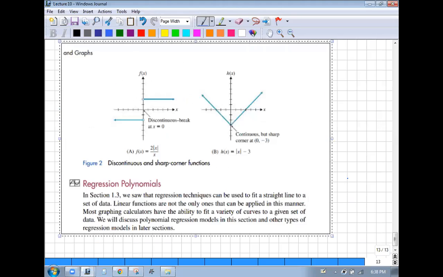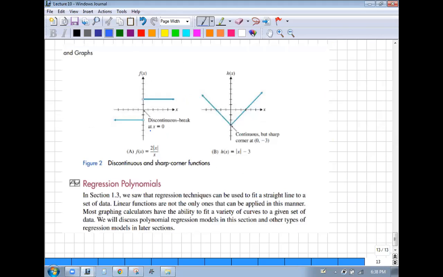Okay, discontinuous. This thing is discontinuous. It breaks from there to there. It's a discontinuous function, right? This is continuous, but it's not what we would call smooth. See that jagged edge? So this is a continuous function, but it's not smooth. So our favorite functions are continuous functions that are smooth, continuous and smooth. This one doesn't satisfy smoothness.